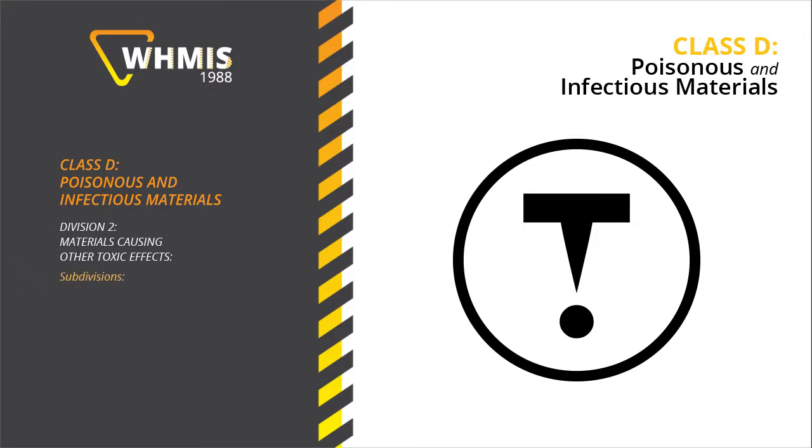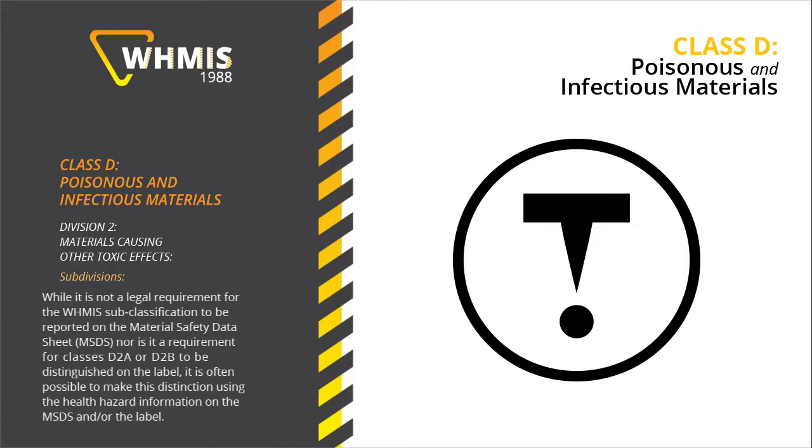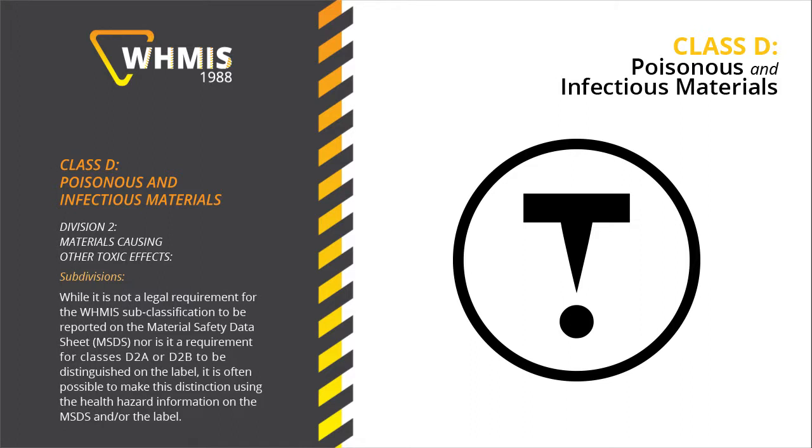Division 2 has two subdivisions called D2A, very toxic materials, and D2B, toxic materials. While it is not a legal requirement for WHMIS subclassification to be reported on the MSDS, nor is it a requirement for classes D2A or D2B to be distinguished on the label, it is often possible to make this distinction using the health hazard information on the MSDS and or the label.